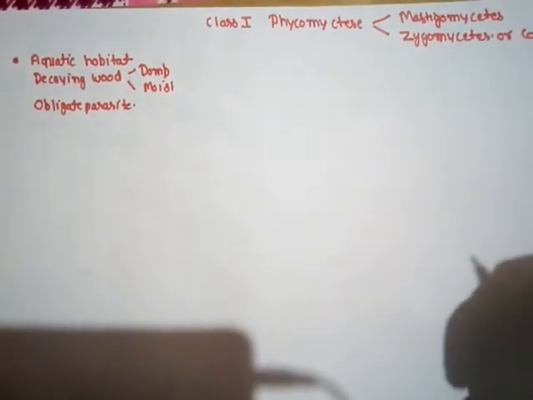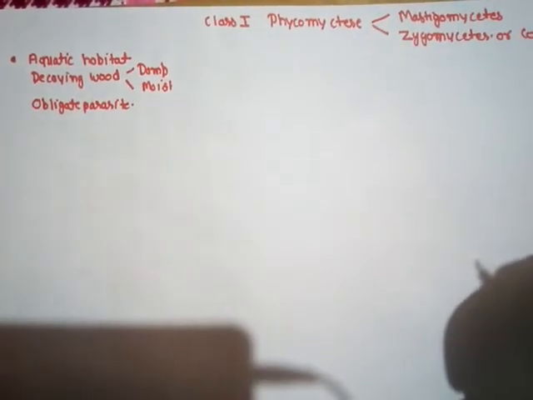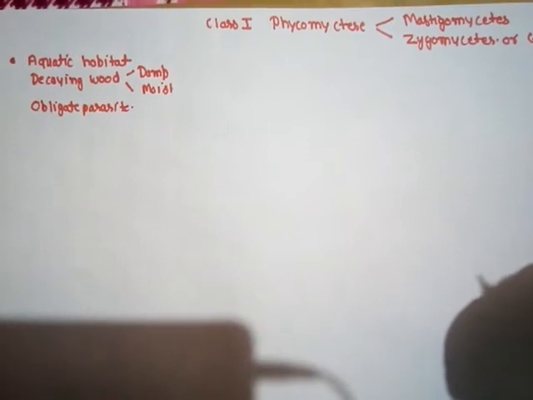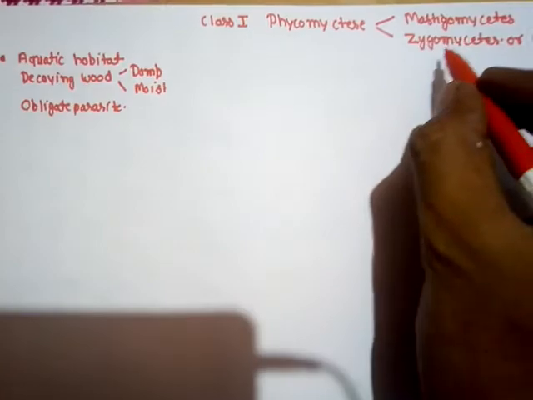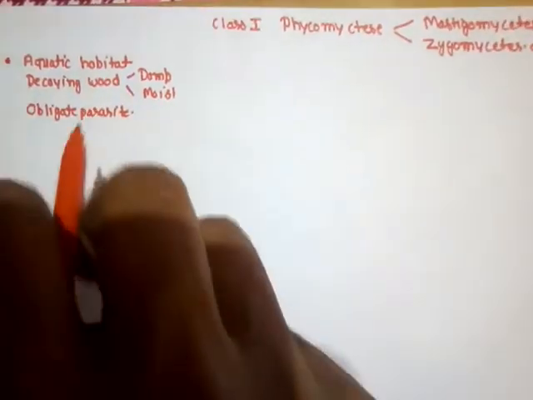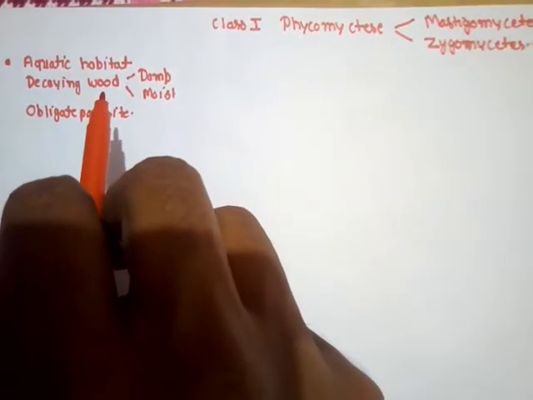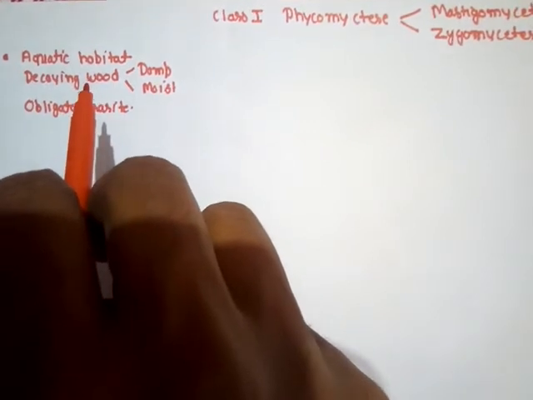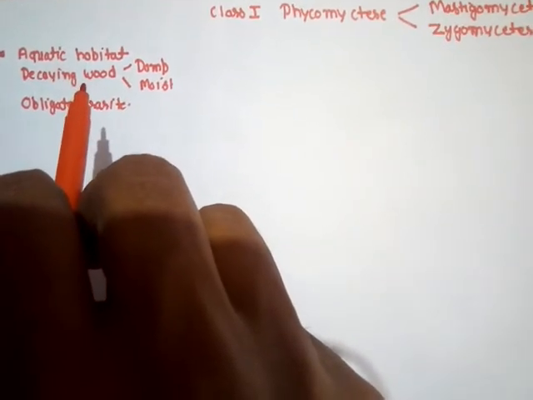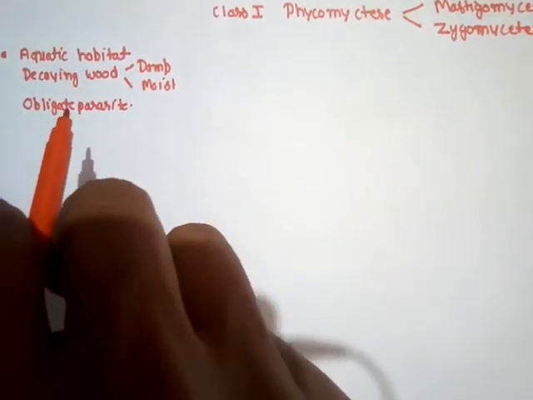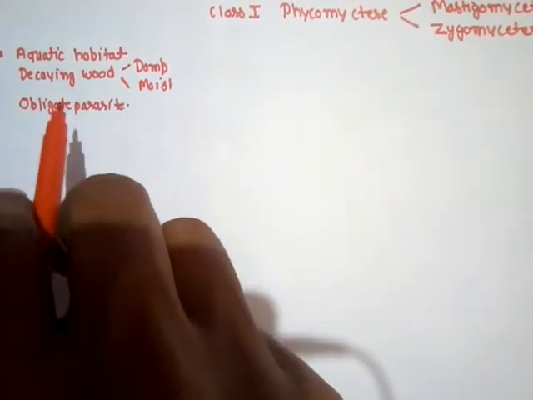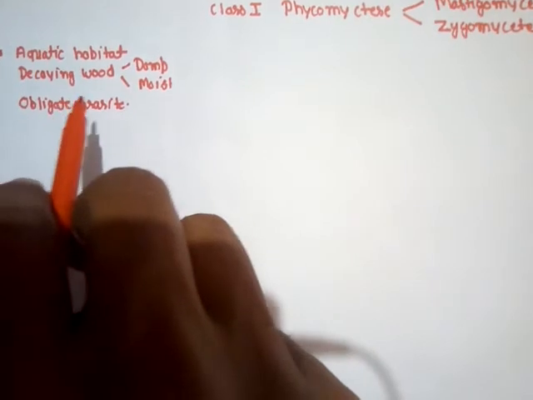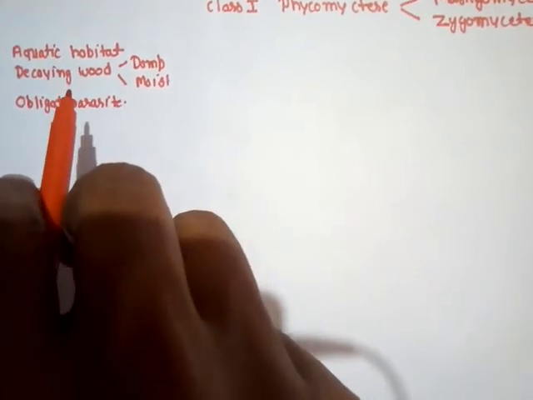So now we will try to understand the general features like reproduction, asexual reproduction, sexual reproduction, structure, etc., with the help of the example of zygomycetes. The members of phycomycetes are predominantly found in aquatic habitats. As you previously know, fungi require moisture to grow, so they are found in aquatic habitats. Sometimes they are also found on decaying wood. Here the decaying wood is representing the decaying organic matter.